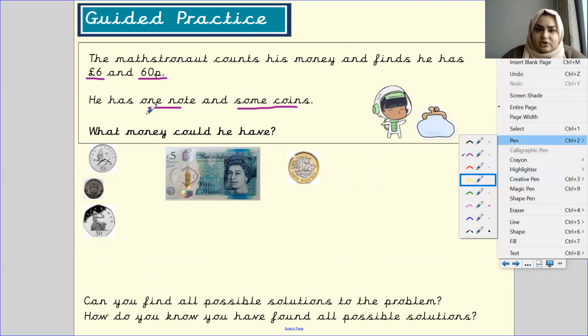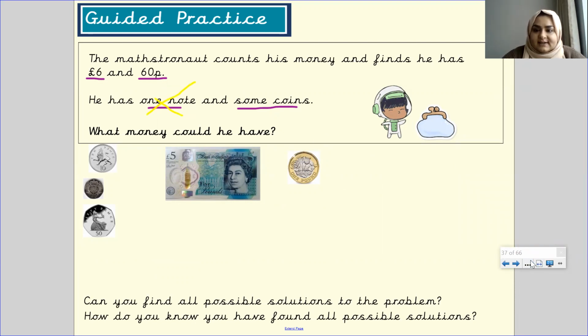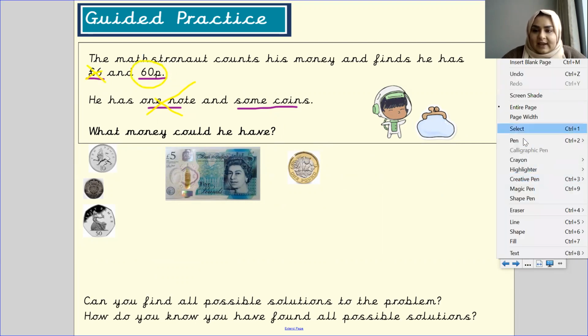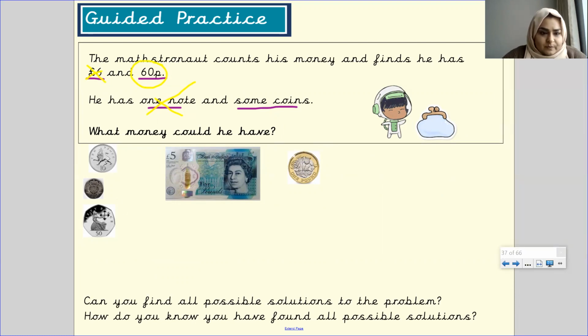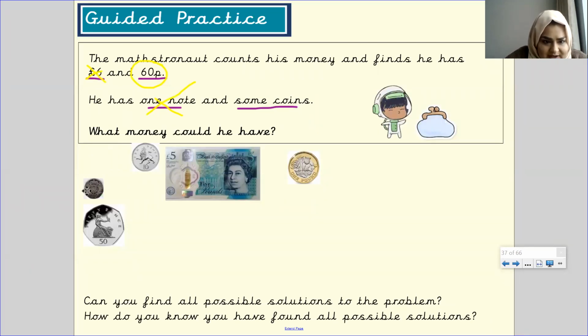So I've done one note, I've used it. Now I need some coins. But I have worked out £6. I need to work out what 60p is now. So for 60p, I need to work out which coin is the closest to 60. So I have 10p here, 20p here, and 50p here. Now, which of these coins is closest to 60p? 10, 20, 30, 40, 50, 60. Yeah, the closest is 50p.